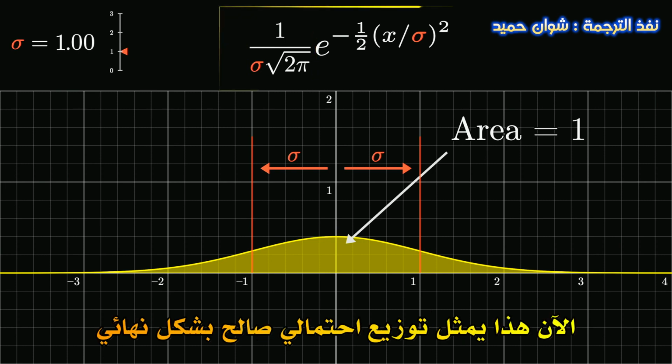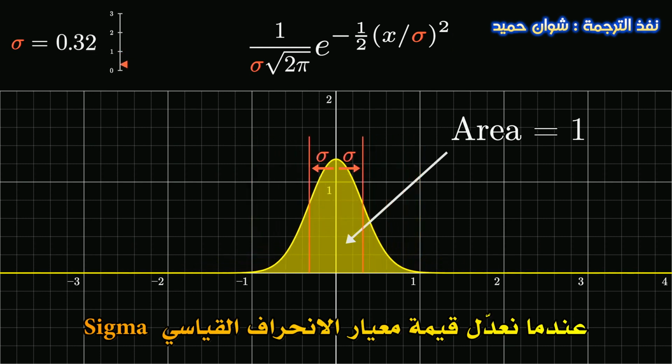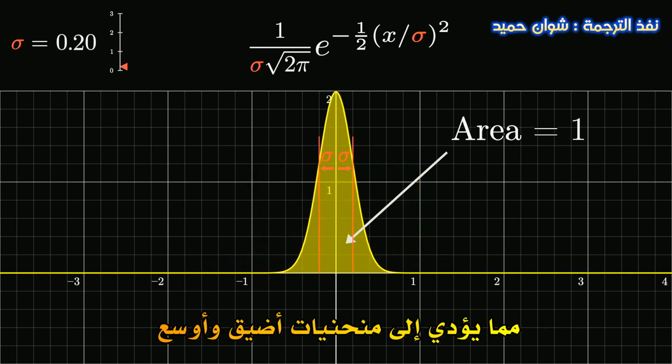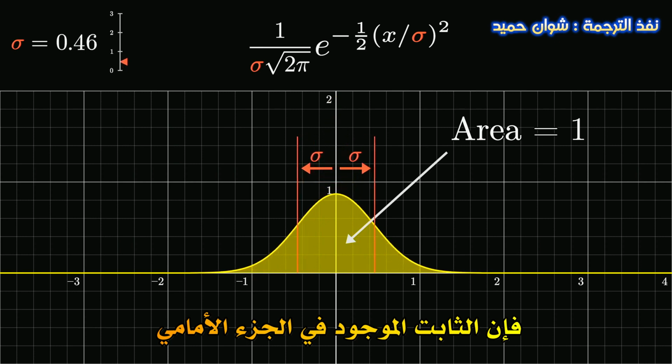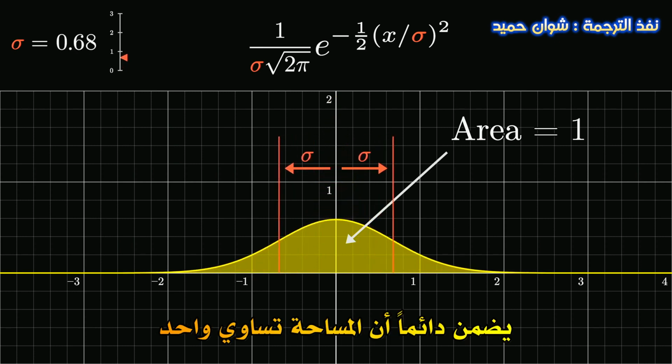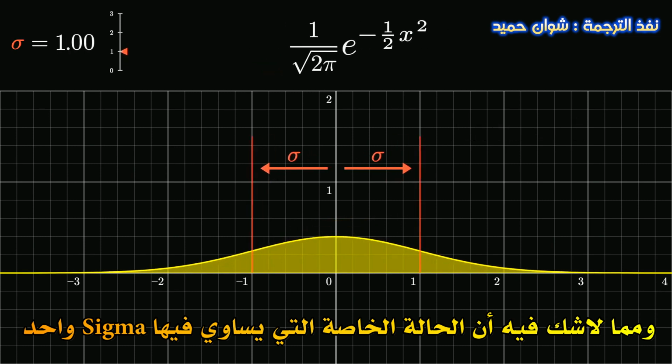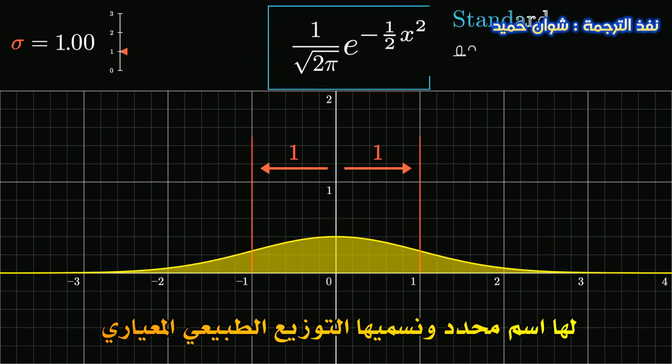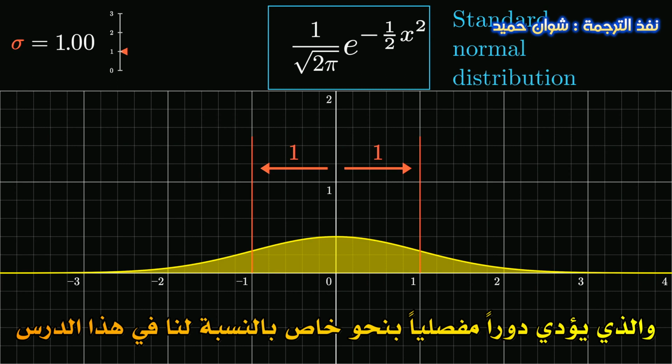This, finally, is a valid probability distribution. As we tweak that value sigma, resulting in narrower and wider curves, that constant in the front always guarantees that the area equals 1. The special case where sigma equals 1 has a specific name. We call it the standard normal distribution, which plays an especially important role for you and me in this lesson.